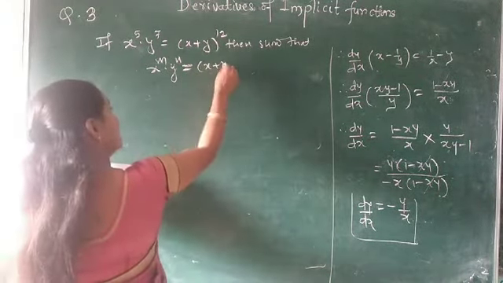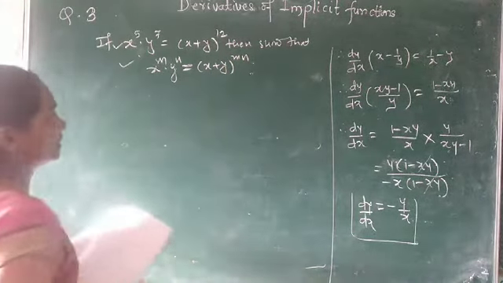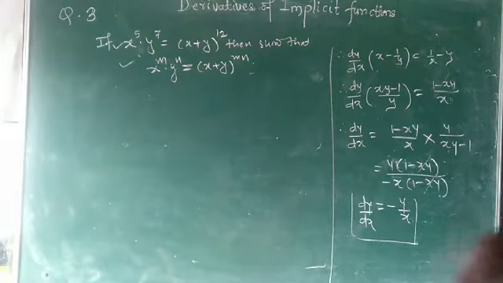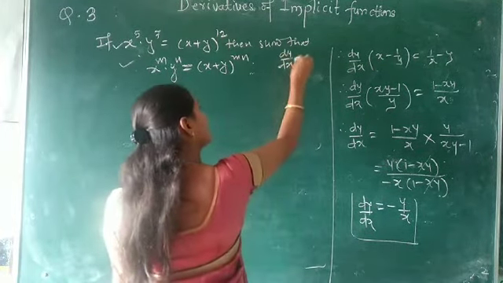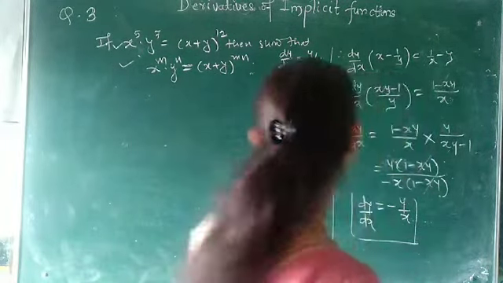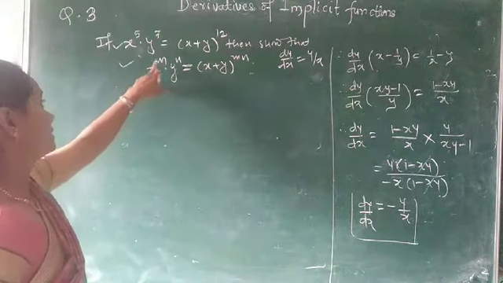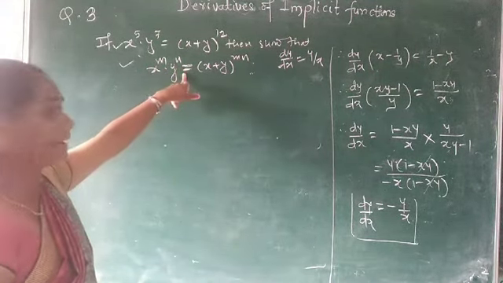x plus y raised to m plus n. These two problems are very important. Then show that dy upon dx is equal to y upon x. There is a solved problem in your book on page 95.